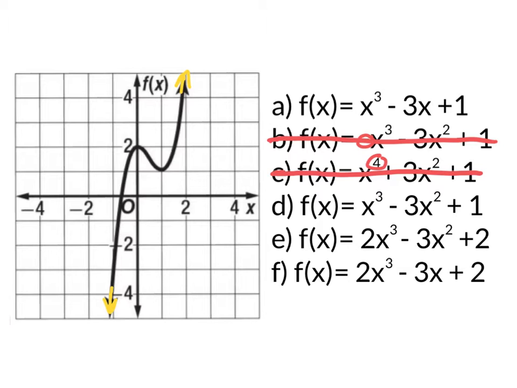So what else? We have the rest of them that are third degree functions. Now we need to determine whether it's A, D, E, or F. What we're going to do is truly understand what a graph is. A graph is technically a bunch of solutions to the function. What does that mean? X values and Y values. The X values are the inputs, the Y values are the outputs.